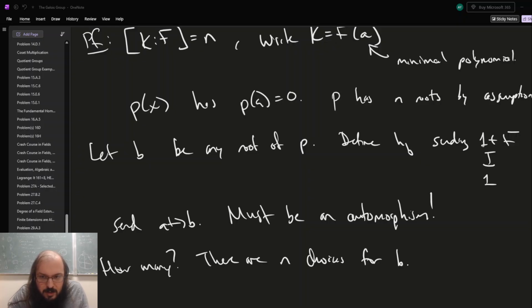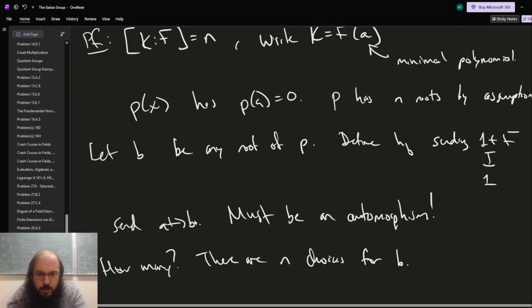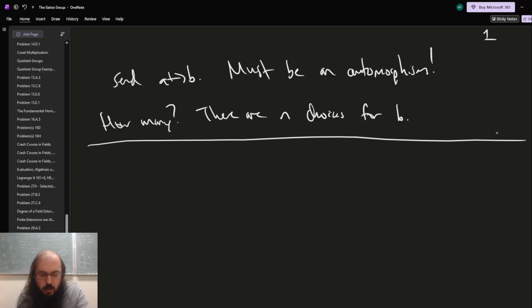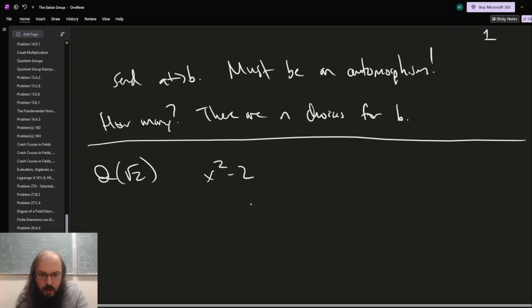So as some simple examples to concretize what we're saying, let's think about a couple of familiar root fields. One of the past homework problems pointed out to us that any quadratic extension is a root field. So for example, I can look at Q adjoin square root of 2. This is a field of degree 2. It's the root field of x squared minus 2, for example, among other things.